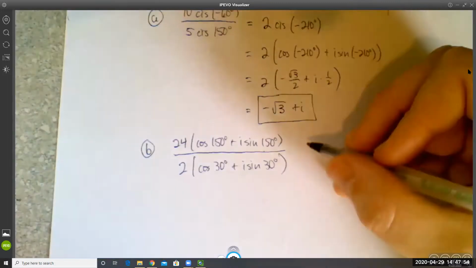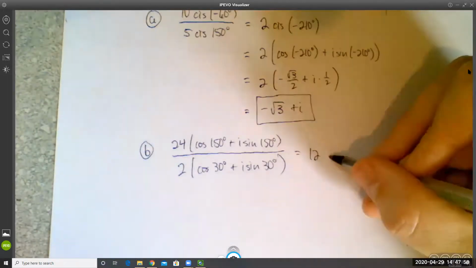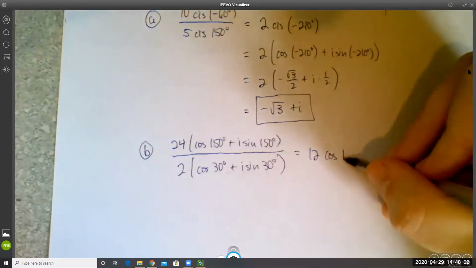Okay, so here's my solution. 24 divided by 2 is 12. 150 divided by 30 is 120.